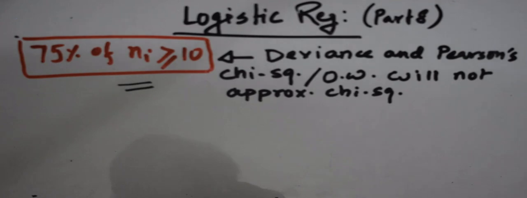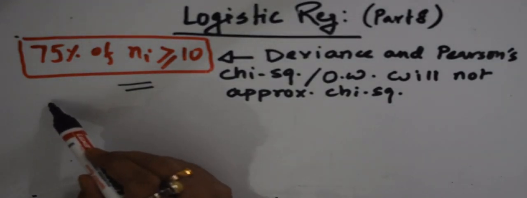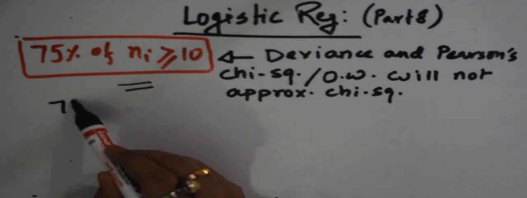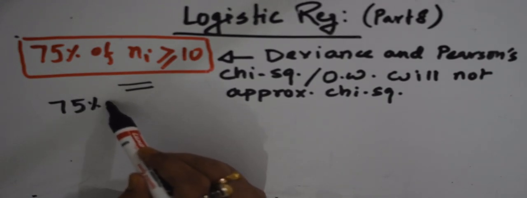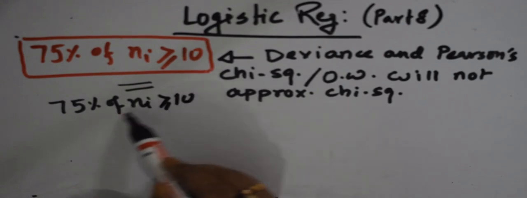So we need a new statistic when this situation arises. That means when 75% of Ni does not meet this condition.